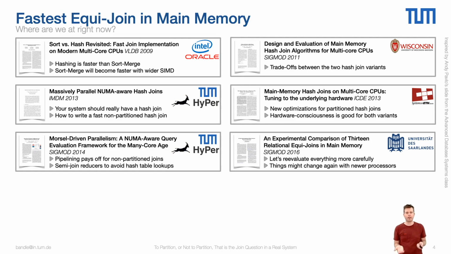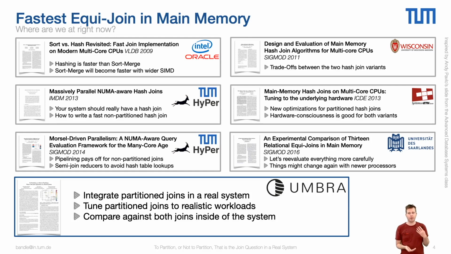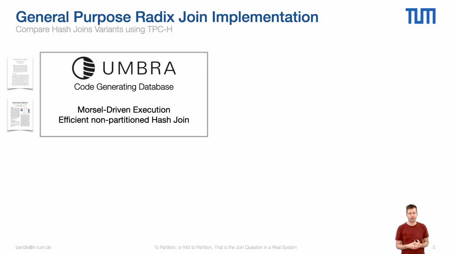But what nobody did so far is integrating both a partition and a non-partition join into a real system, and to tune the partition join to realistic workloads, rather than only using the micro benchmarks. And then, when having both of them tuned, to compare them against each other inside of the system and getting the conclusions for real work. So that's exactly what we are doing with our publication.